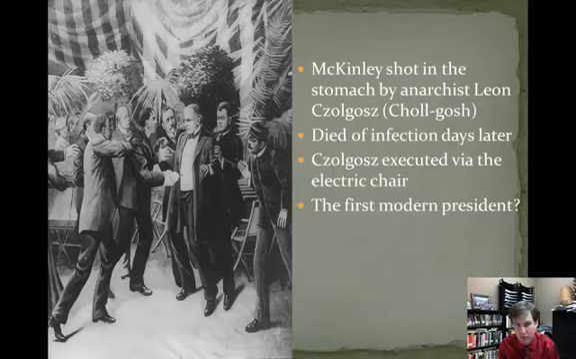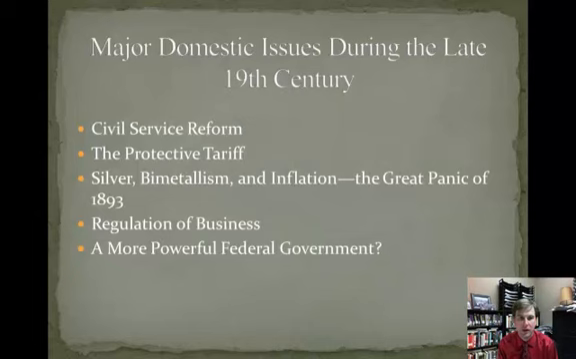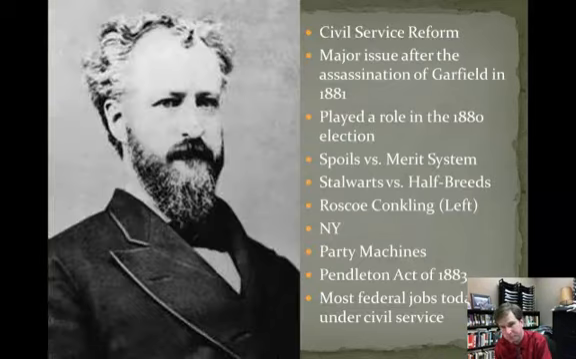Now, many people call McKinley, though, the first modern president in the way he used the press corps, the powers of the presidency. So things were changing for the American president, as we're going to see when we get into politics in the next segment for this course. Now, let's talk about some of the major issues very quickly. These four things: civil service reform, the protective tariff, silver, bimetallism, and inflation, and also regulation of business. And, of course, all of this will entail a much more powerful federal government.